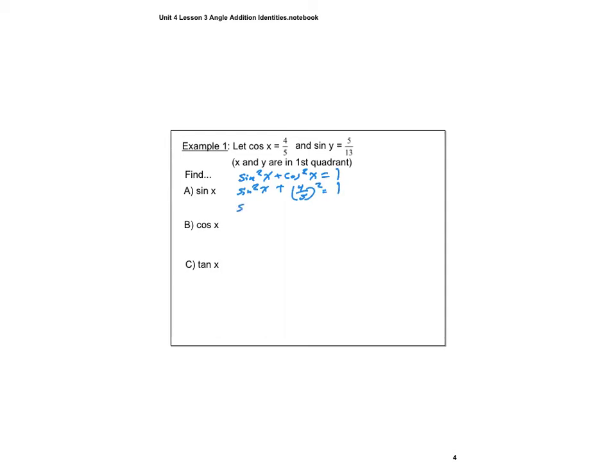We can go ahead and square both 4 and 5 there, so we get 16/25. Now I can subtract 16/25 from both sides. I'm going to have to get a common denominator. My common denominator is going to be 25.